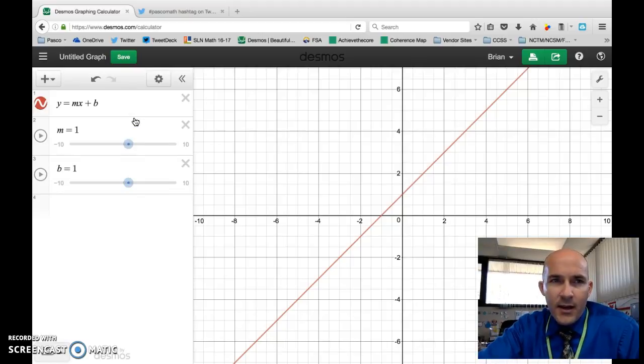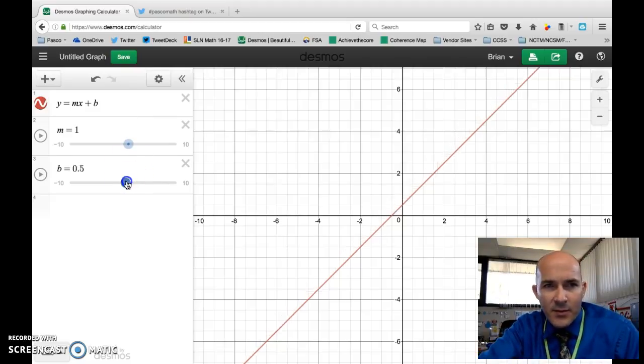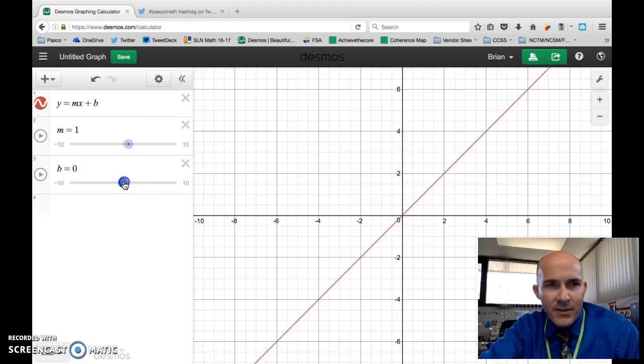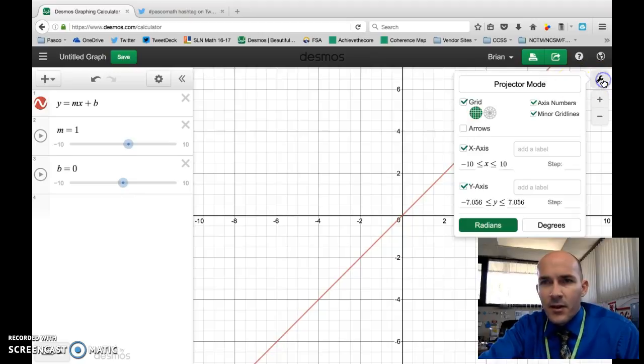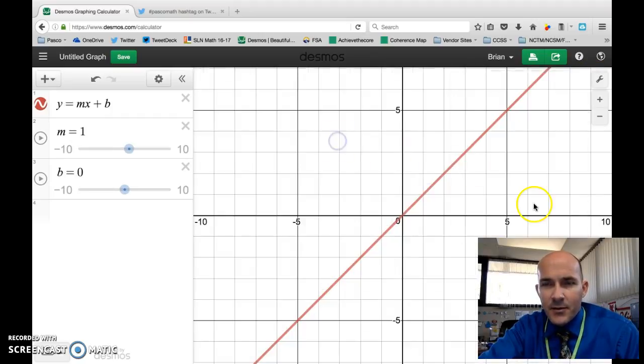So right away, you can see that it is using m equals 1, b equals 1, and graphs that line, y equals 1x plus 1. And I want to actually focus just on that y equals mx, that proportional relationship first. So I'm going to set b equals 0, so I just slid it over. I'm going to turn on the projector mode so you can see the line better too.